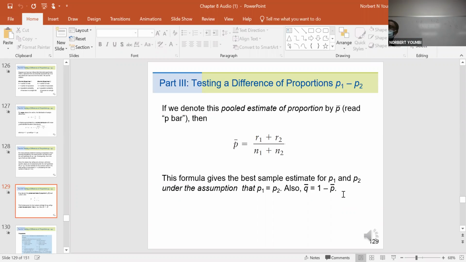But we don't have these P1 and Q1, which are the population proportions for the first population and for the second population. We can use the sample proportion as we did for the confidence interval to estimate. But a better estimate is achieved by using the pooled proportion, which will be P bar, putting both samples together.